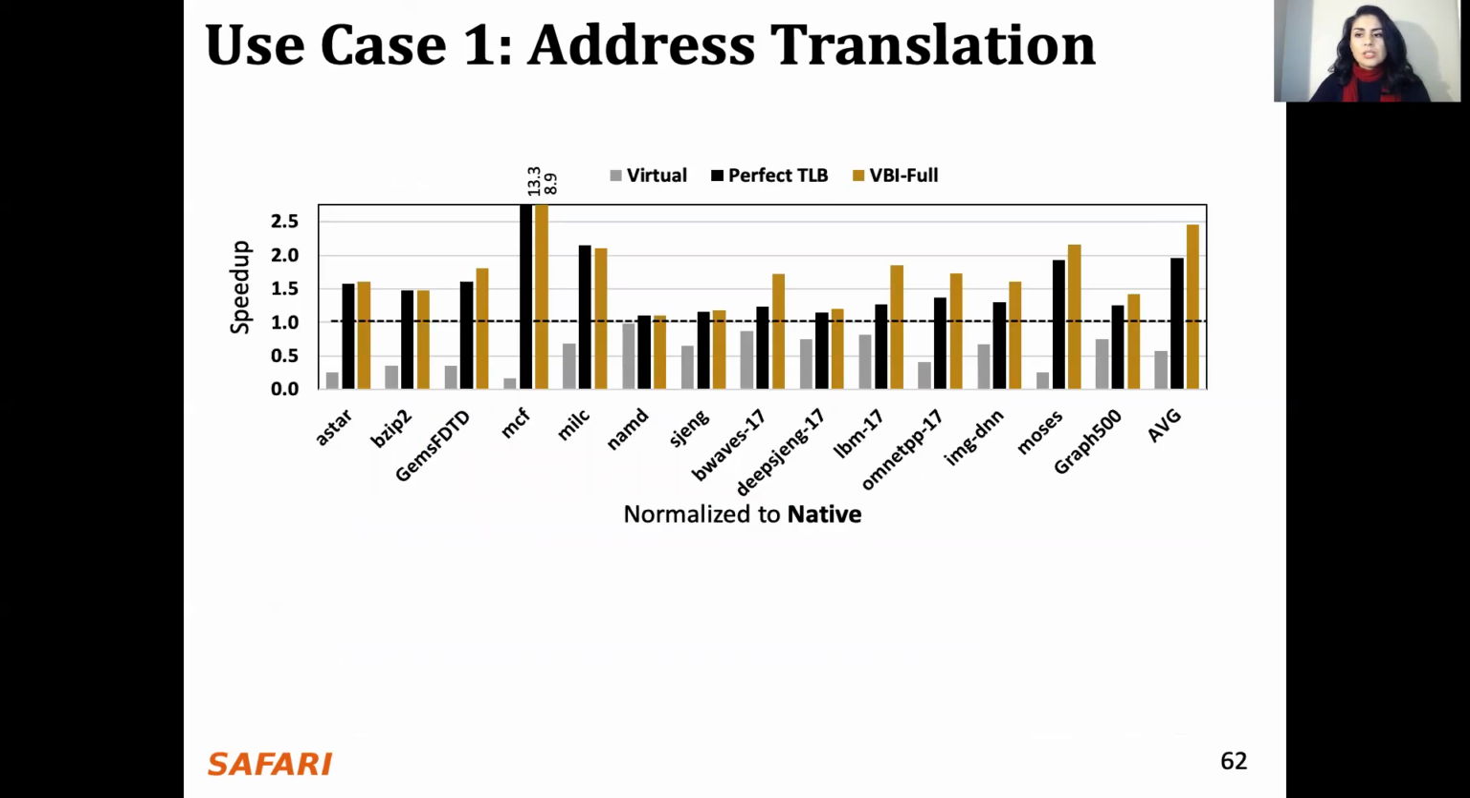This figure compares the performance of virtual, VBI full, and perfect TLB systems normalized to native. We make 5 observations. First, we observe that virtual reduces the performance to 0.7x on average compared to native. This is due to the two-dimensional page table walks issue in the conventional framework. Second, we observe that perfect TLB improves the performance compared to native by 1.9x on average, which is due to removing the address translation overhead completely.